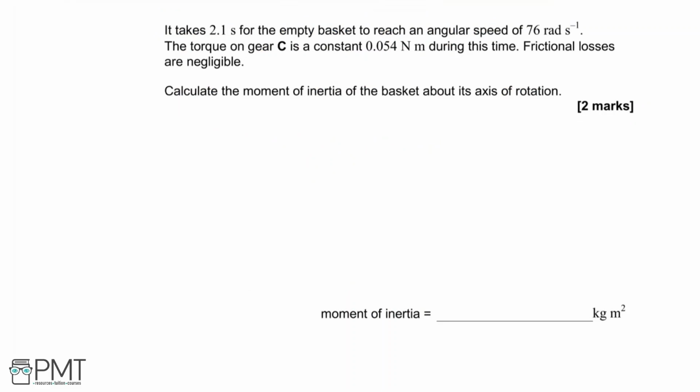It takes 2.1 seconds for the empty basket to reach an angular speed of 76 radians per second. The torque on gear C is a constant 0.054 Newton meters during this time. Frictional losses are negligible. Calculate the moment of inertia of the basket about its axis of rotation. As we would expect with linear acceleration, being the change in velocity divided by time, the angular acceleration is equal to the change in angular velocity divided by time. So let's write that down first of all, and add some labels.